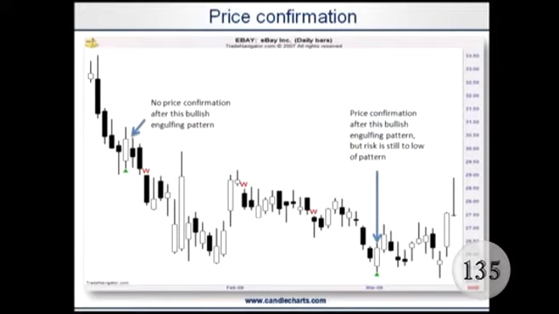So here we have a bullish engulfing pattern. And if you were waiting for price confirmation, it didn't happen, right? And that would have kept you out of a potentially bad trade. Over here, we have another bullish engulfing pattern. We did get price confirmation with this the next session. Everybody see that? The market moved above it. It closed above the bullish engulfing pattern. But the risk is still to the low of the pattern. So even if you're waiting for price confirmation, say you buy it either above the close here or above the high, your risk is still the low of the bullish engulfing pattern.